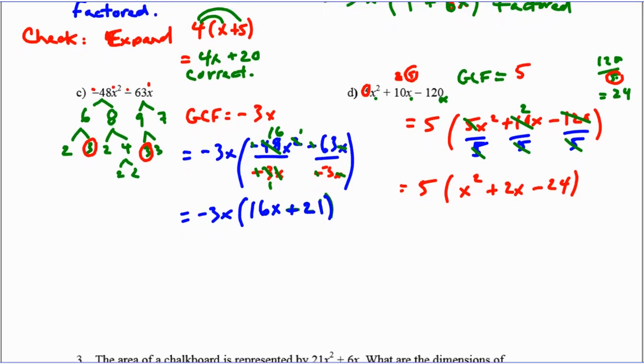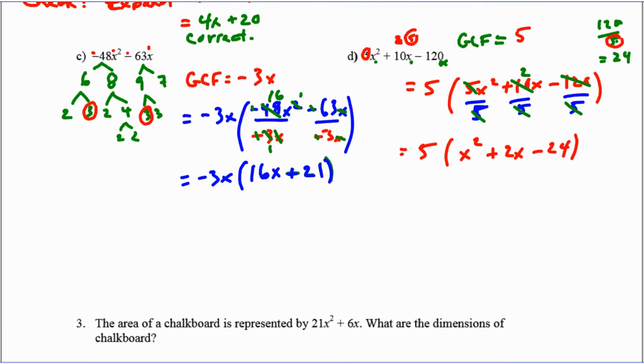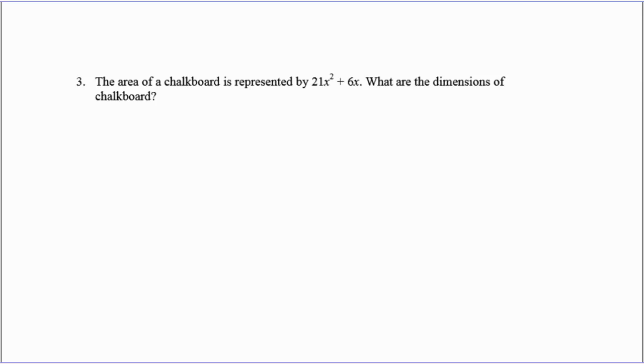Very good. At the end you can quickly say in your head, 5 times x squared is 5x squared. 5 times 2x is 10x. 5 times negative 24 is, okay, negative, and you punch it in, and it's 120. Okay, so I know I did that right. You want to double check your answers sometimes.